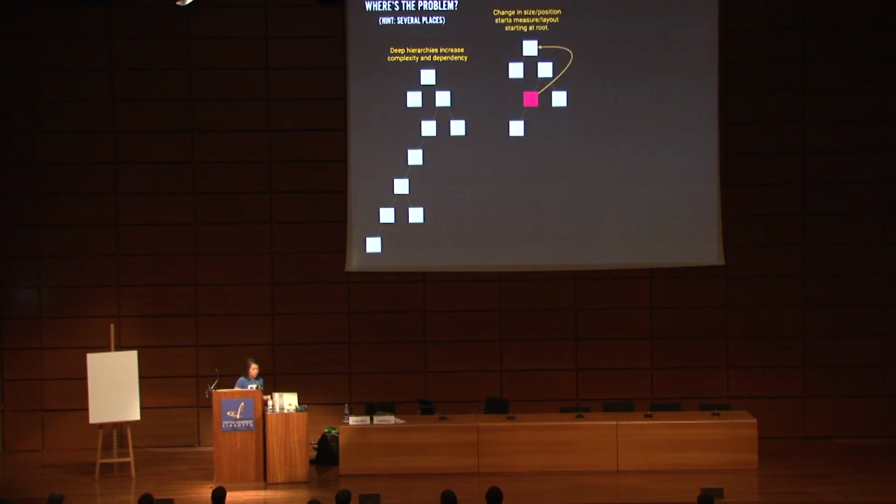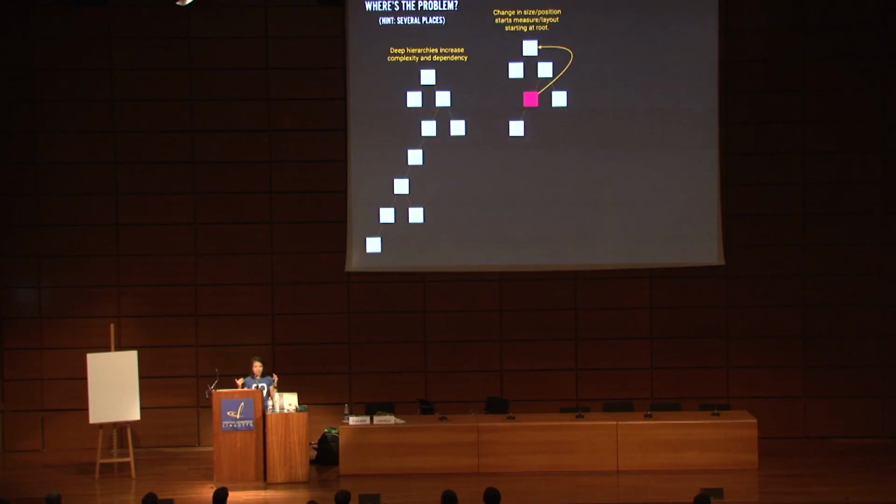Another place that performance problems can happen is when something changes. Say you have a view hierarchy, like this one up there, and say this pink view decides to change. It changes size or position. Now that that view has changed, it has to be remeasured and relaid out. No problem, right? Well, this view might have a sibling, and usually the position and size of your sibling is dependent on that original view. So at some point, that sibling has to be relaid out as well.